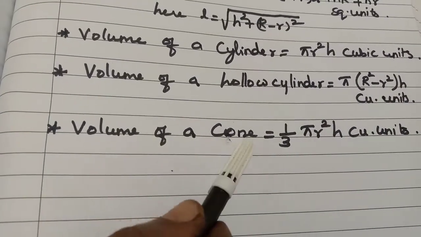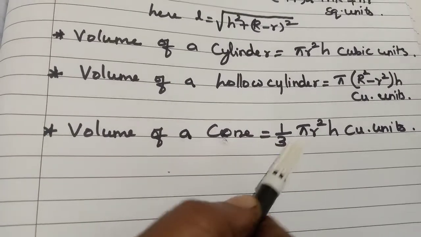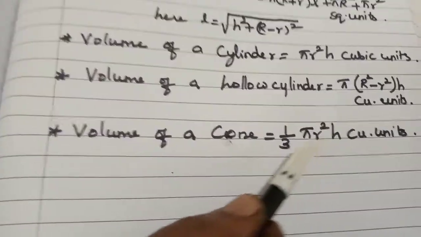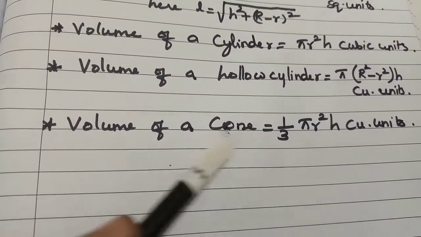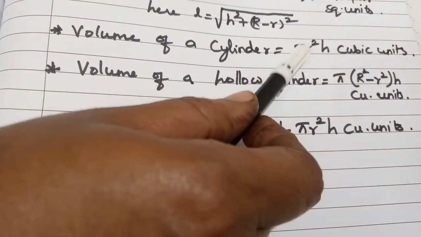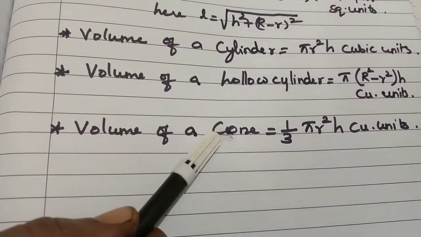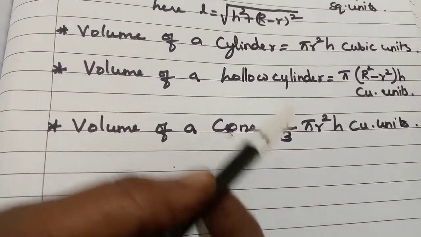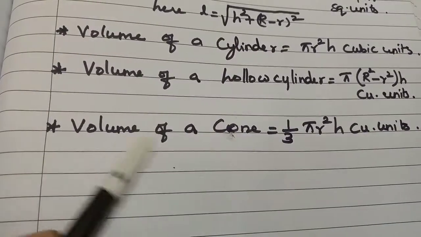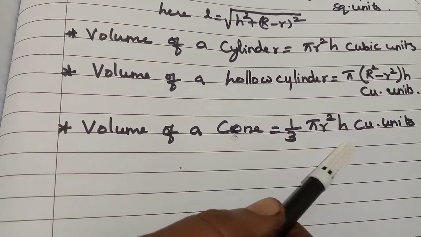Next, volume of a cone. Volume of a cone is 1 by 3 pi r square h, means 1/3 of volume of cylinder. Volume of a cone is 1/3 of volume of a cylinder. There is a relation for cone and cylinder in volume. So volume of a cone formula is 1 by 3 pi r square h cubic units.